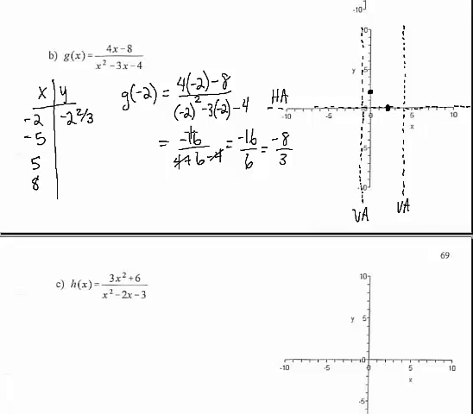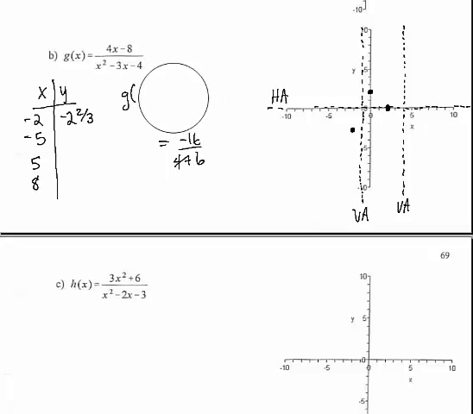So when we plot that, we'll do the best that we can. Here's negative 2, and so I go down 2 and almost all the way to 3. We'll plot that point right there. So our next y value is g of negative 5. On the top I have 4 times negative 5 minus 8.